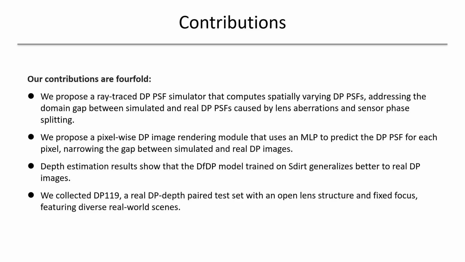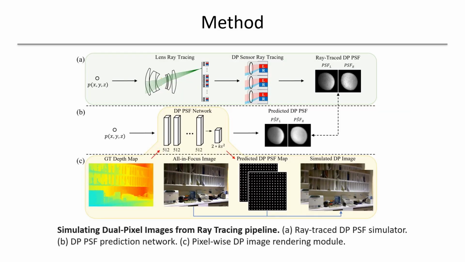Our contributions are fourfold. First, we propose a ray-traced DPPSF simulator to address the domain gap from lens aberrations and sensor phase splitting. Second, a pixelized DP image rendering module using an MLP narrows the gap between simulated and real DP images. Third, the DFDP model trained on STIRT generalizes better to real DP images for depth estimation. Finally, we collected the DP119 test set with diverse real-world DP depth pairs. Let's look at our method.